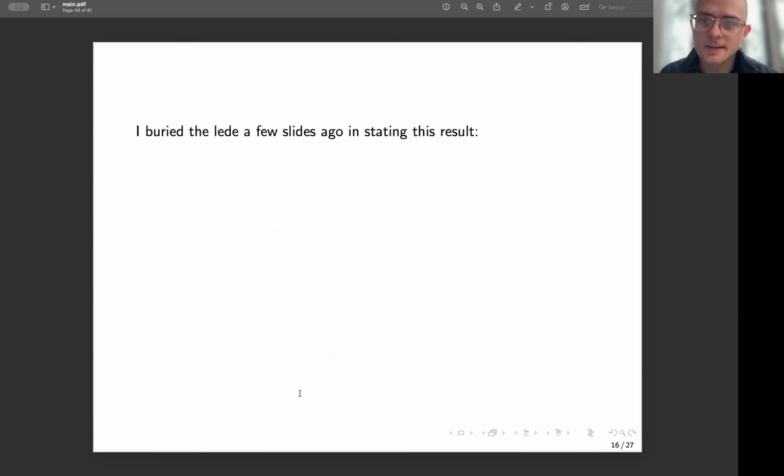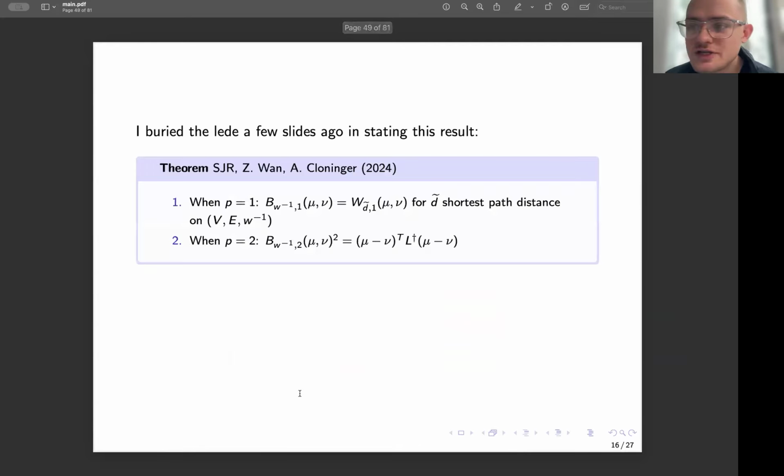Okay, so this is all great. I buried the lead a little bit. I'm going to talk about a result I mentioned a few slides ago. A few slides ago, I talked about this family of metrics, the P Beckman metrics. When P is 1, it recovers Wasserstein 1, as long as you're careful about the weights. When P is 2, it recovers effective resistance, as long as you're careful about the weights, okay? This is all well and good.